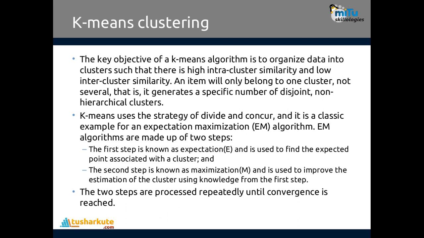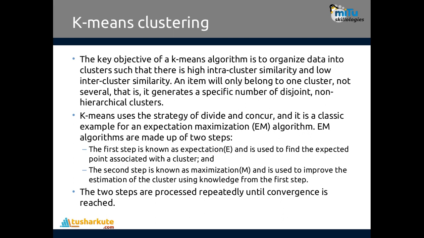Now let's see the K-means clustering. The key objective of the K-means algorithm is to organize data into clusters such that there is high intra-cluster similarity and low inter-cluster similarity. So if two clusters are there, they are very dissimilar, okay, and multiple elements within a cluster or group have high intra-cluster similarity. An item will only belong to a single cluster, not several. That is, it generates a specific number of disjoint, non-hierarchical clusters. They are not overlapping, they are not connected to each other.